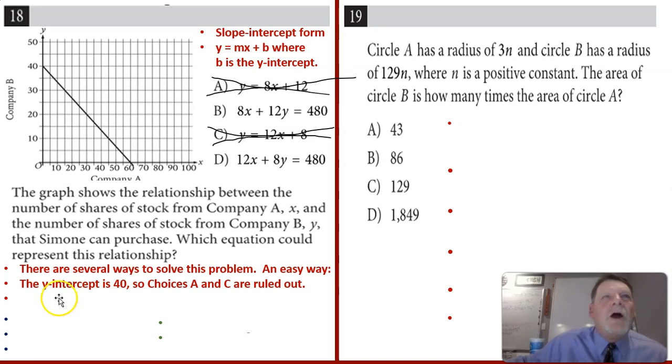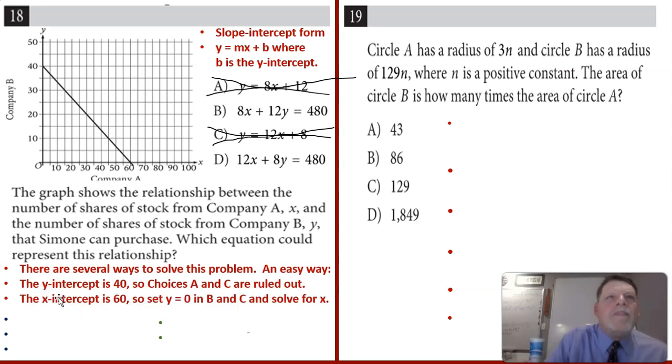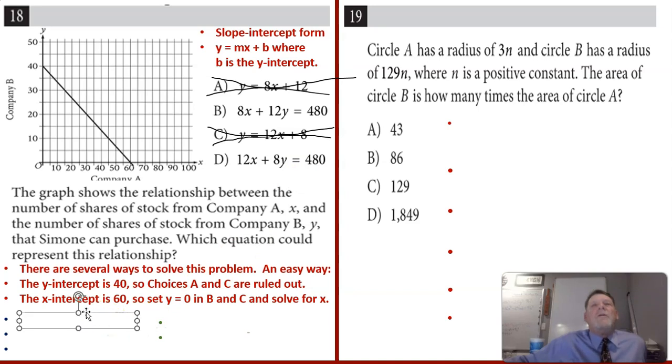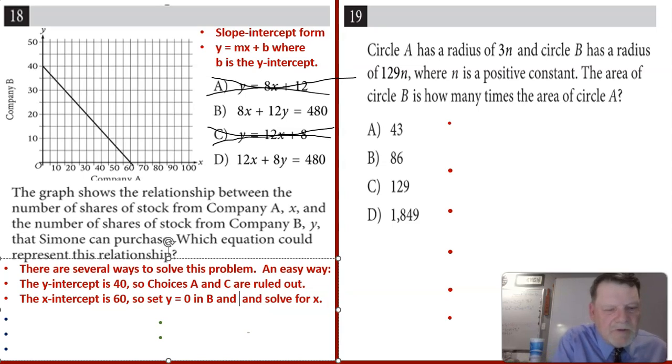Okay? All right. So now we can think about the x-intercept being 60 by looking at it here. So which one of these, B or D, would say that that x-intercept was 60? So in order to find the x-intercept, you're going to set y equal to 0 in both B and D. It says C there, but it'd be B and D. And then solve for x.